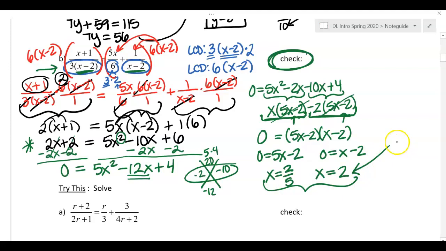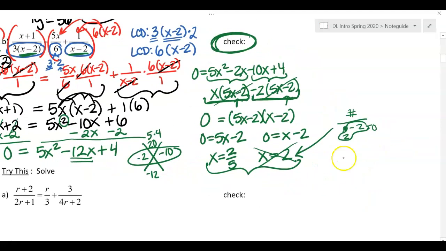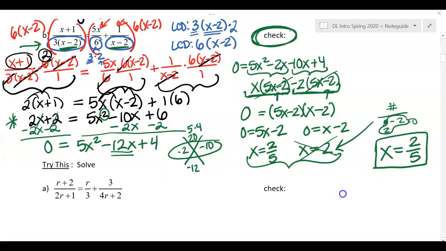This one is a problem right here, because if it said x minus 2 and you replace x with 2, you have 2 minus 2, and 2 minus 2 is 0, making that undefined. So this solution has to be eliminated. You didn't do anything wrong. It's just extraneous. We have another solution, so we do still have an answer. Our answer will be 2/5. If we didn't have another answer, our answer would have been no solution.